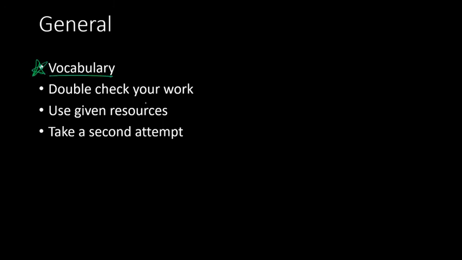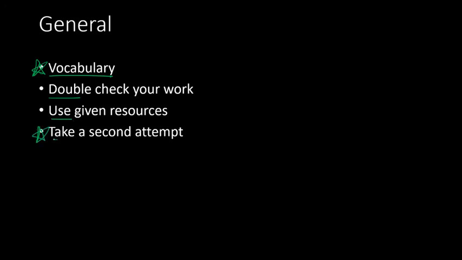Now, my general advice on the final exam: 1, keep your vocabulary handy. Even if you know what a word means, I recommend just looking up the definition of it anyway, especially if we're talking about anything having to do with statistics and probability. Very minor parts of a definition might affect what your answer is. Of course, double check your work on the final exam, and again, use your given resources.